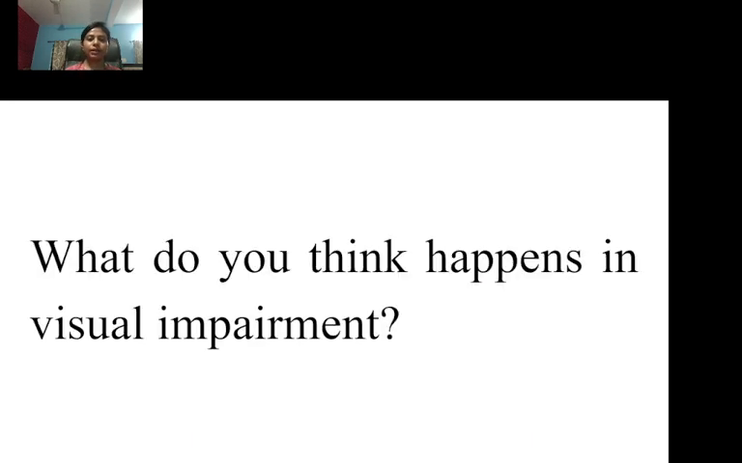Alright? Now, what do you think happens in visual impairment, student? What happens in visual impairment basically? Yes, they are not able to see things, they are not able to see objects clearly. Visual impairment might be that a person is not able to see near or far, right? Yes, very good. Some are blind also, some have many other kinds of problems.